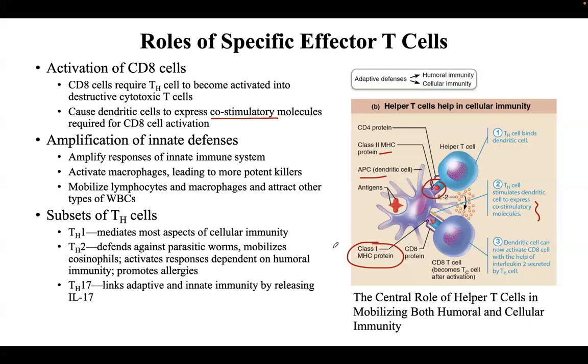Okay, someone explain it to me, step by step. First, tell me what the helper cells are doing. Then we will talk about the CD8. The goal of the helper cell is to activate a CD8. So what will it do? What will it do, the helper cell?